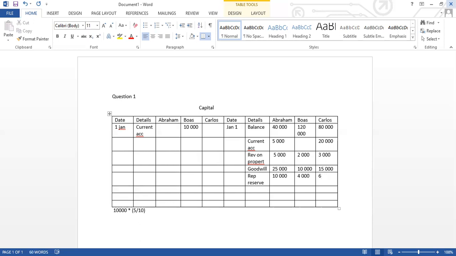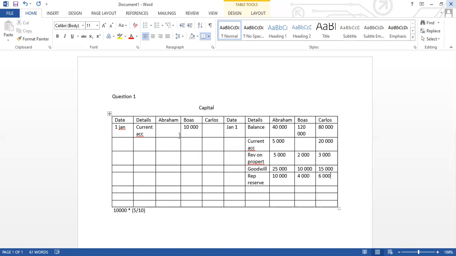And again, the same applies to reserve. If you are told that 50,000 reserve is to appear in the books of the new partnership, what you do is you go on the debtor side, and then you share the 50,000 among the remaining partners. That is when you are told that reserve is to appear in the books of the new partnership.